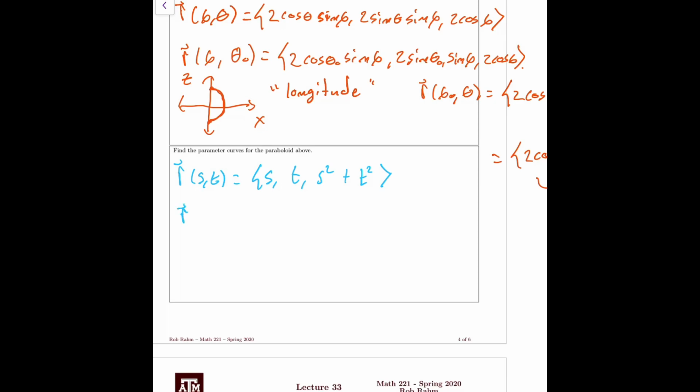So if we hold t constant, this is R of s, t naught. This is equal to s, t naught, s squared plus t naught squared. Okay, so let's think about what's going on here. The x variable is changing, and of course that means the z variable is changing. So this is just going to be a parabola that's shifted up by t naught squared.